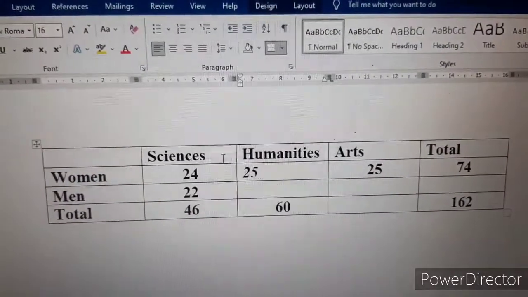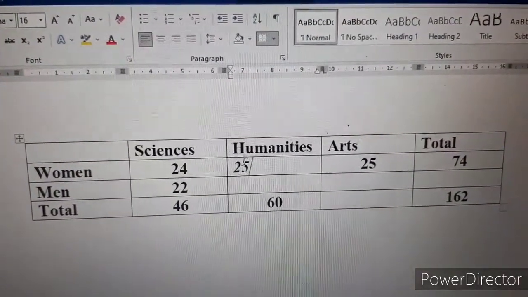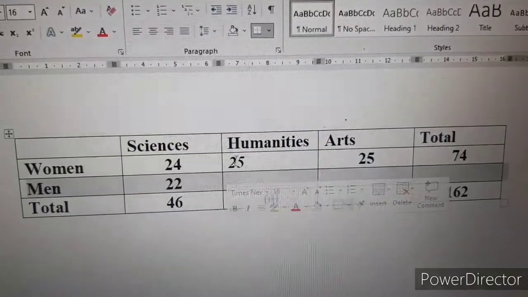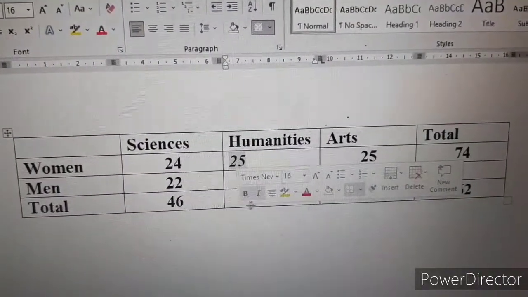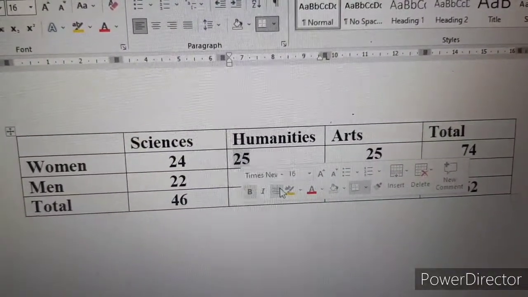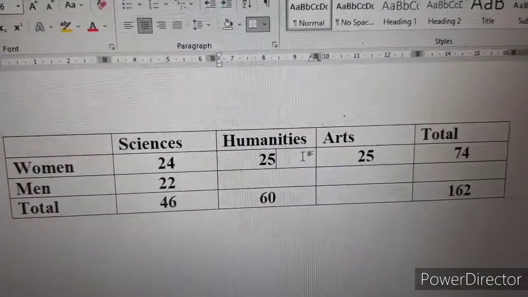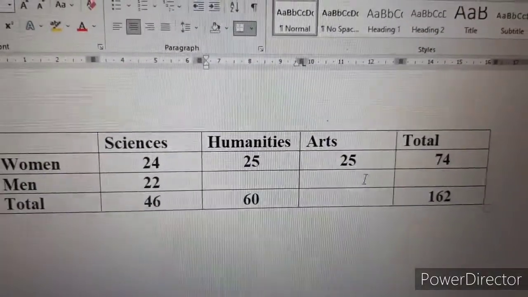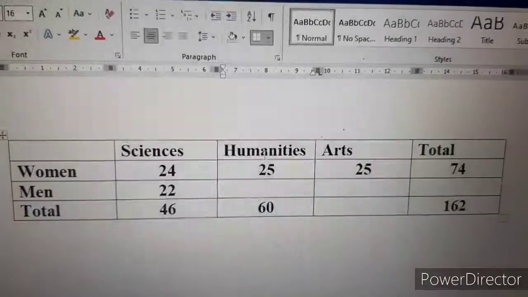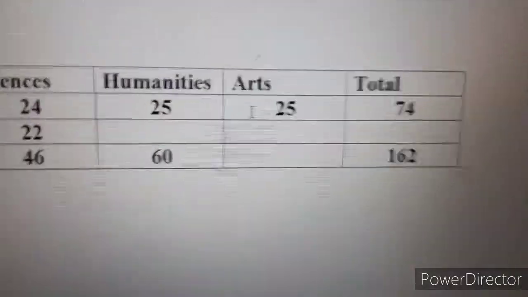So yeah, 25 plus 25 is 50, and 50 plus 24 is 74.